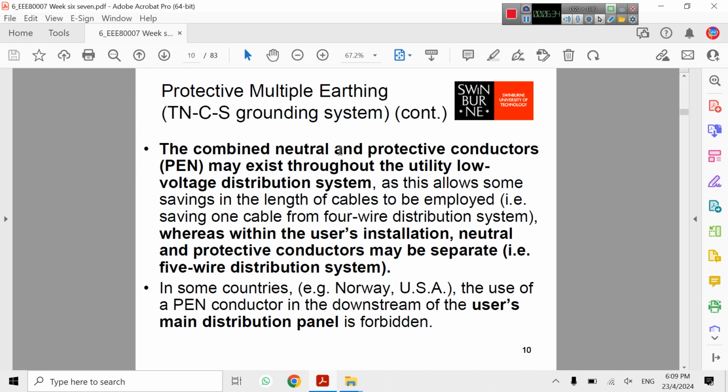The combined neutral and protective conductor PEN may exist throughout the utility low voltage distribution system, as this allows some saving in the length of cable to be employed. Saving one cable from a 4-wire distribution system, this is from the utility view, whereas within the user's installation, neutral and protective conductors may be separate, i.e. a 5-wire distribution system. So as users, you have 5 wires, but the utility has 4 wires. In some countries such as the US and Norway, the use of a PEN conductor downstream of the user's main distribution panel is banned.